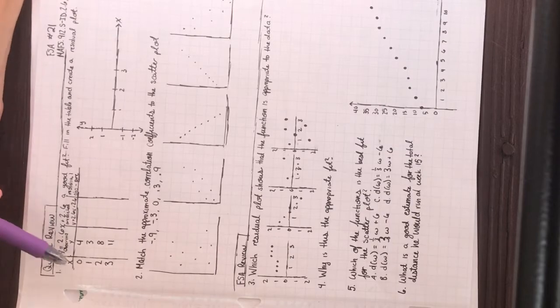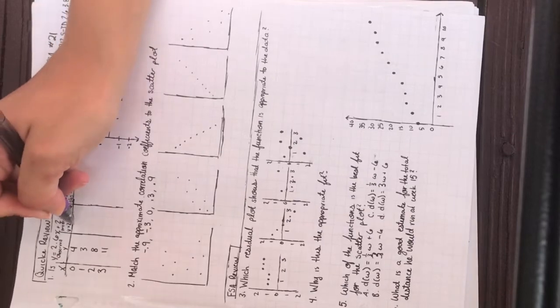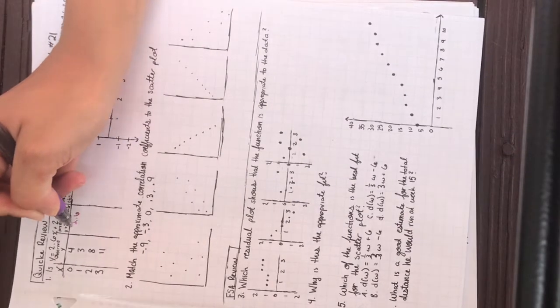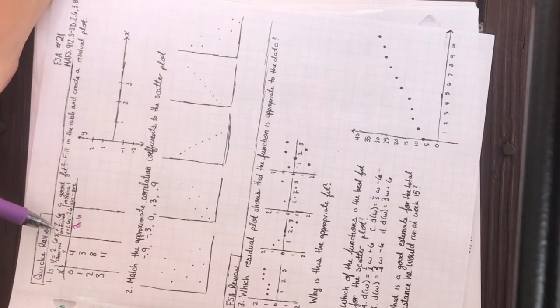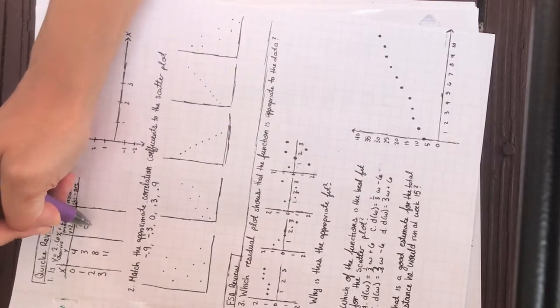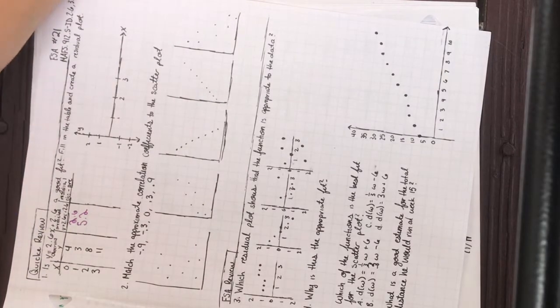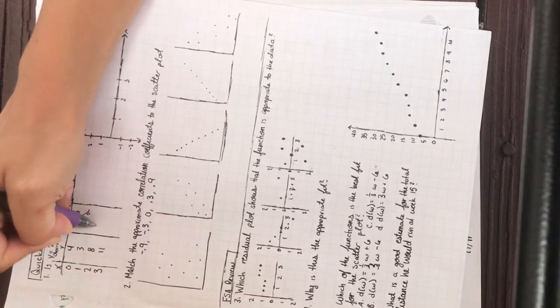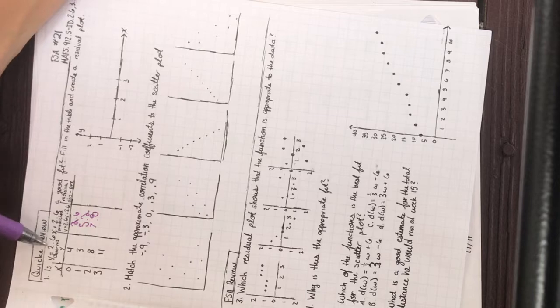So 2.6 times 0 is 0, plus 2.6 is 2.6. 2.6 times 1 plus 2.6 is 5.2. When our x is 2, we have 2.6 times 2 plus 2.6 is 7.8. And when our x is 3, we do 2.6 times 3 plus 2.6 is 10.4.